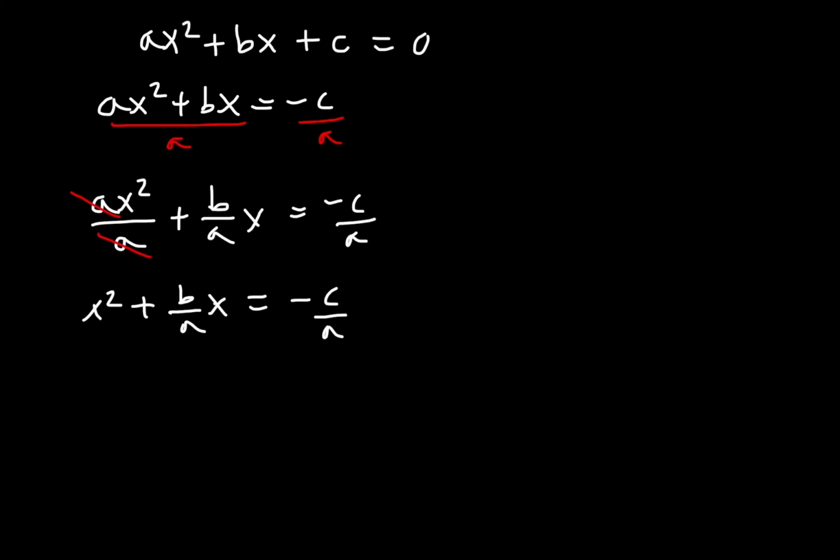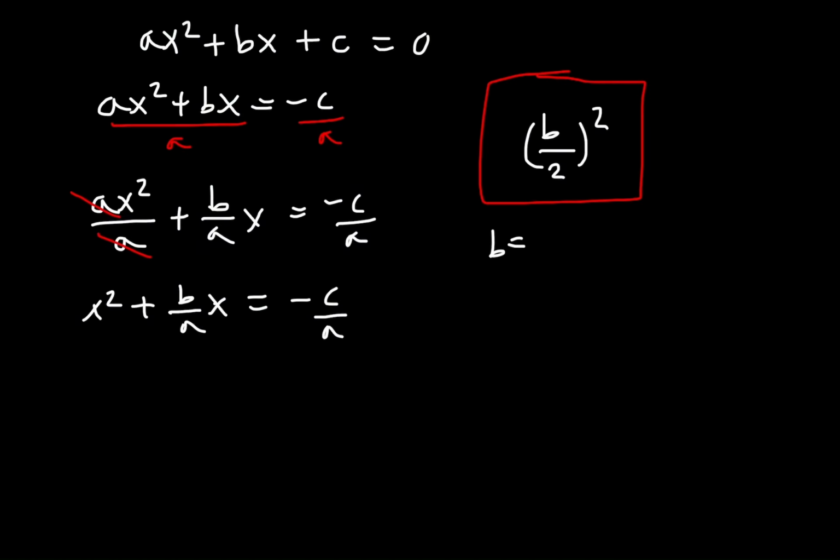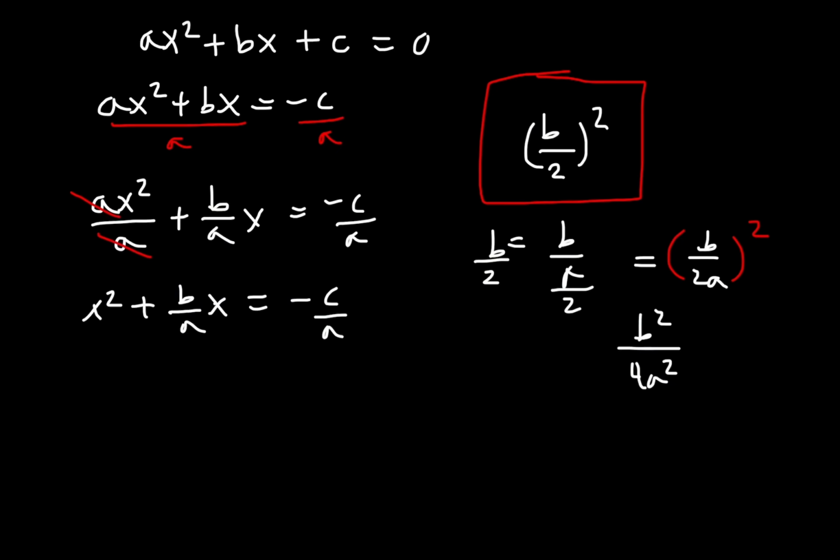And perhaps you might have seen this thing called b over 2 and squaring the whole thing. This is called the magic number, and we use it when we're completing the square. So in this case, our b term is basically b over a. This is the b term here, you see? And now half of b, we're just going to divide by 2. So this becomes b over 2a. And now we just need to square it.